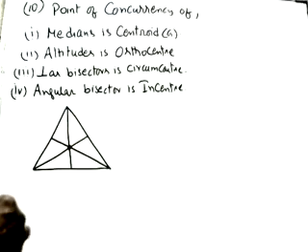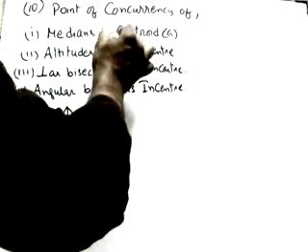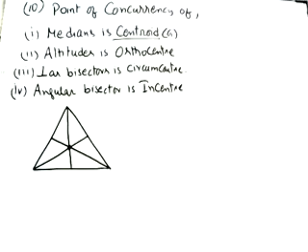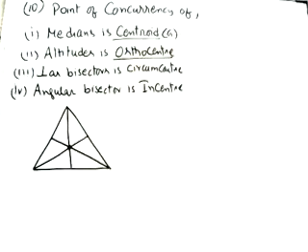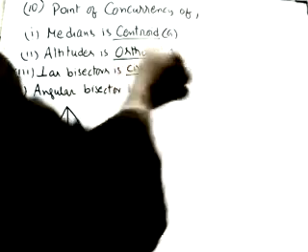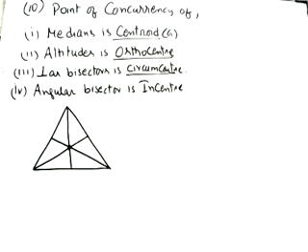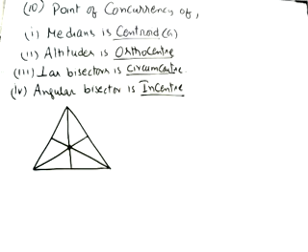The point of intersection of medians is called the centroid. The point of intersection of altitudes is the orthocenter. The point of intersection of perpendicular bisectors is the circumcenter. And the point of intersection of angular bisectors is the incenter. You must know all these things. The point of intersection of medians is the centroid.